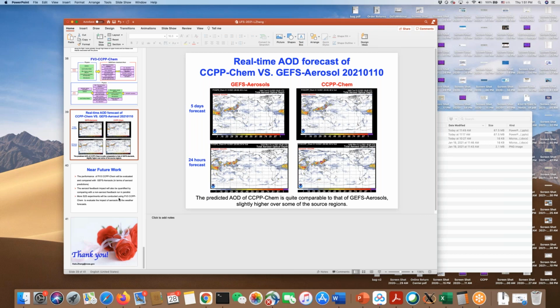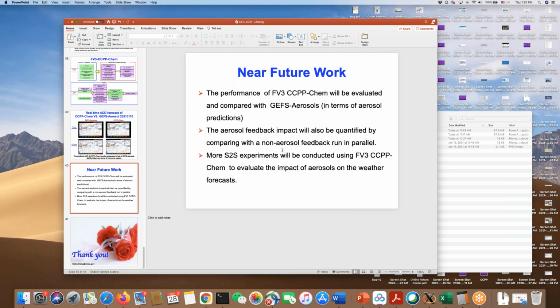And this is the ongoing work: we are also launching a non-aerosol-feedback run, and when we compare these two runs, we will quantify how much the aerosol direct feedback impacts the meteorology. Thank you.